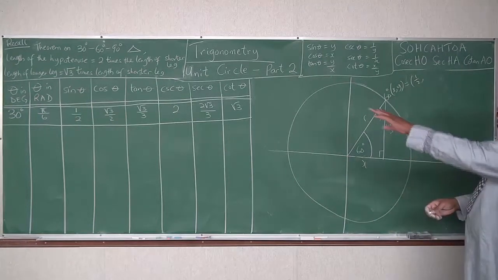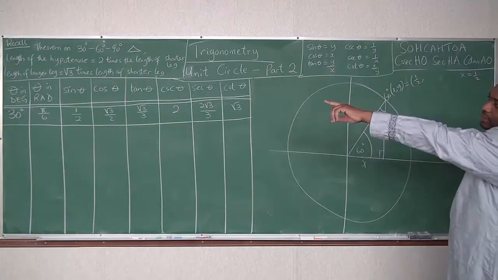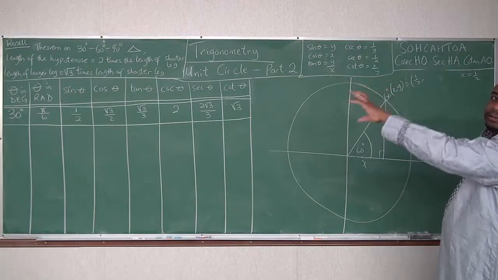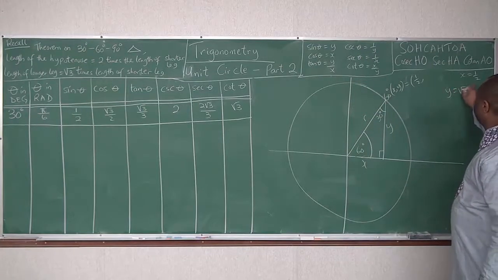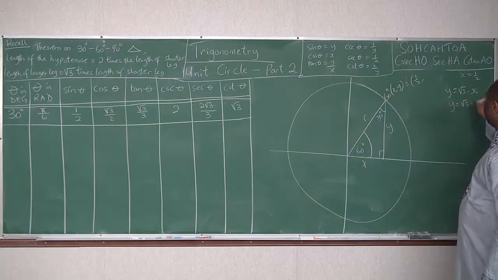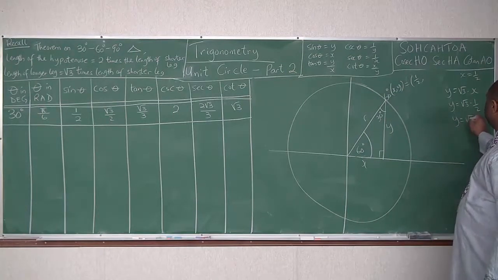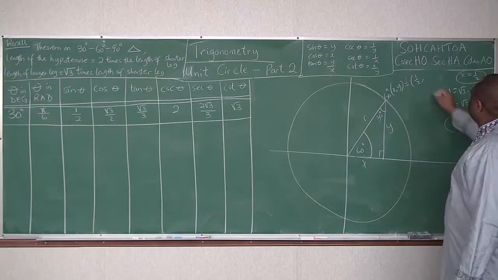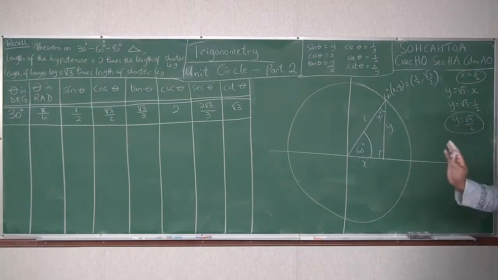Now, we found that the x is 1 over 2. Then the length of the longer leg is square root of 3 times length of shorter leg. So length of longer leg, y, is square root of 3 times what? x. So y will be square root of 3 times 1 over 2. And y will now be what? Square root of 3 over 2. So this is x, and this is y, square root of 3 over 2. That is what we need, the coordinates.